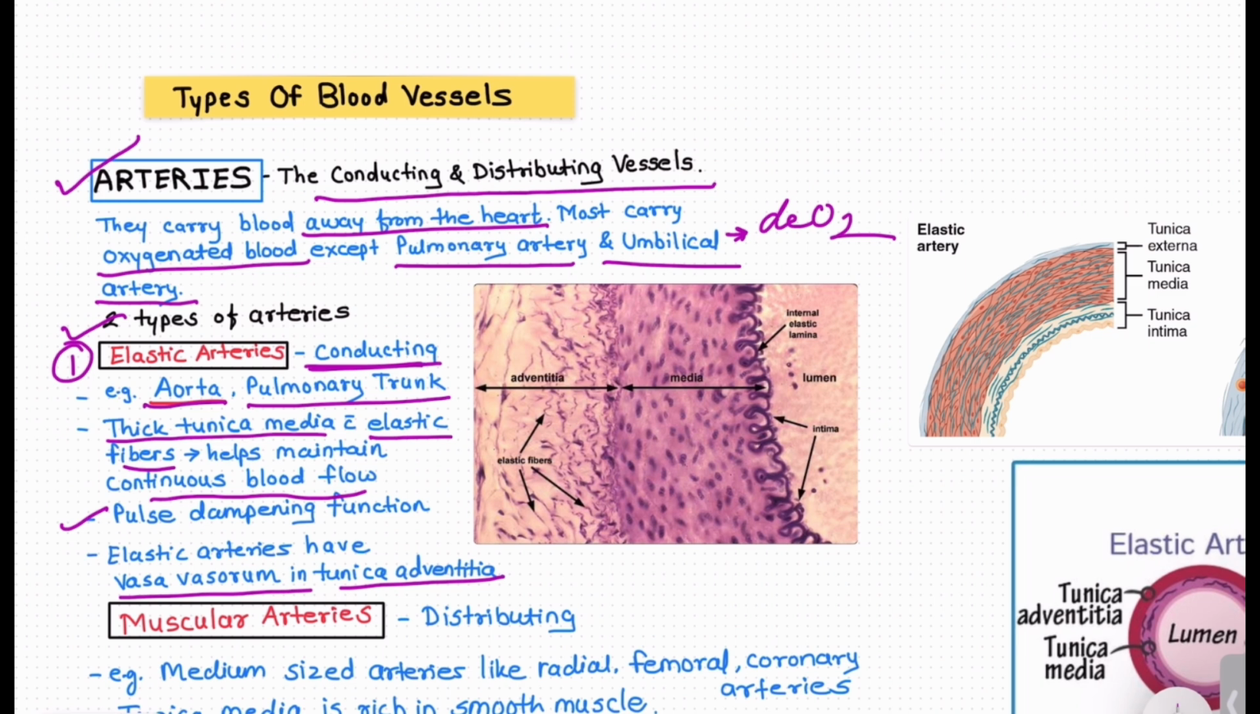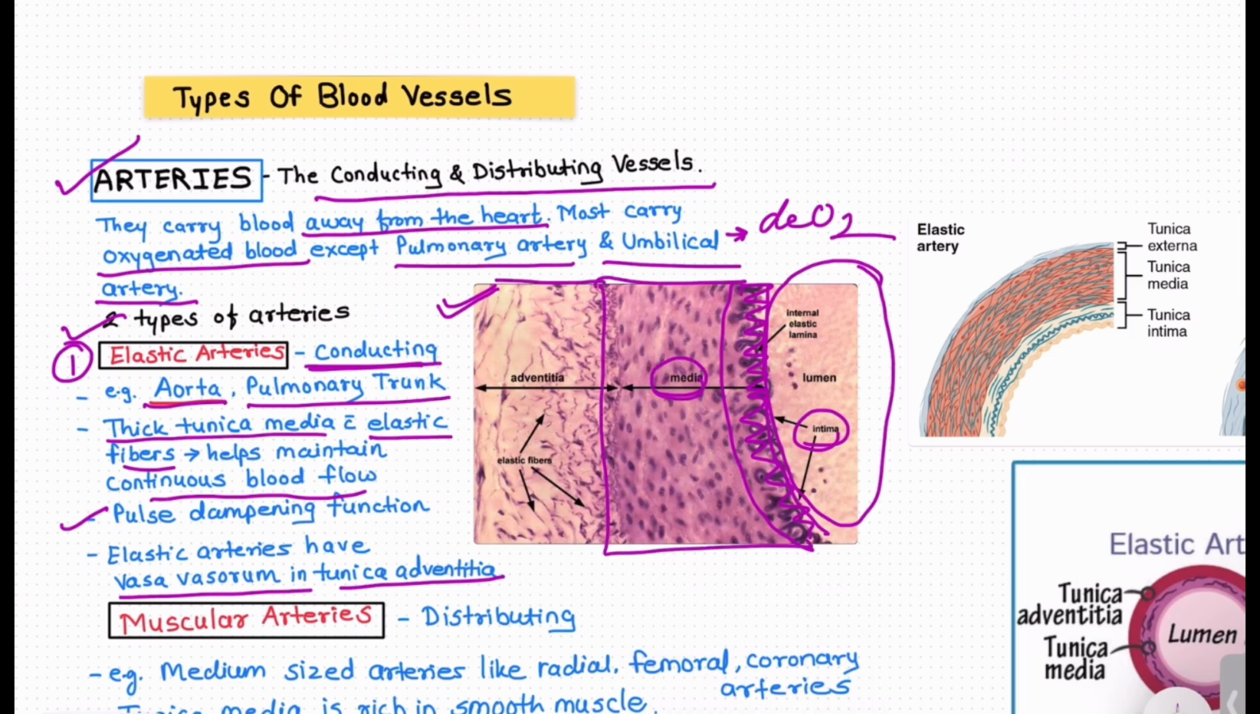So look at this basic structure of the wall of a blood vessel. This is the lumen. Then there is the internal elastic lamina. It has the intima, which is towards the lumen. After intima, there is media, tunica media. This part is tunica media. And then the last one, the third part, is adventitia. Tunica media has elastic fibers, and it also has muscles.